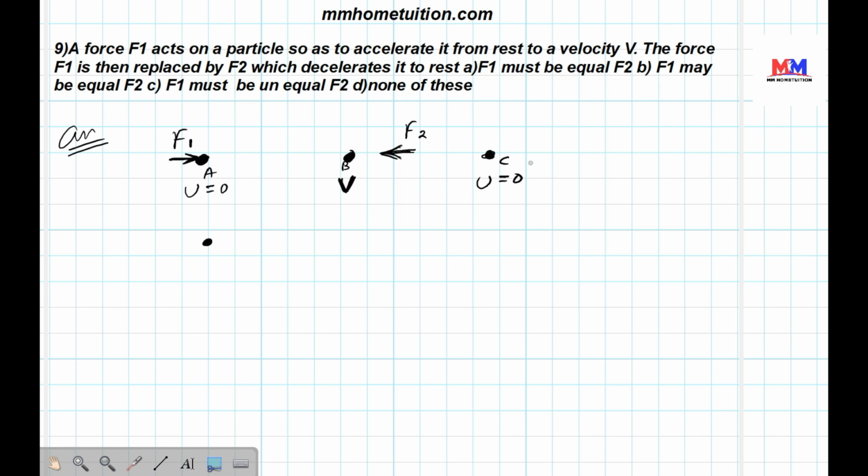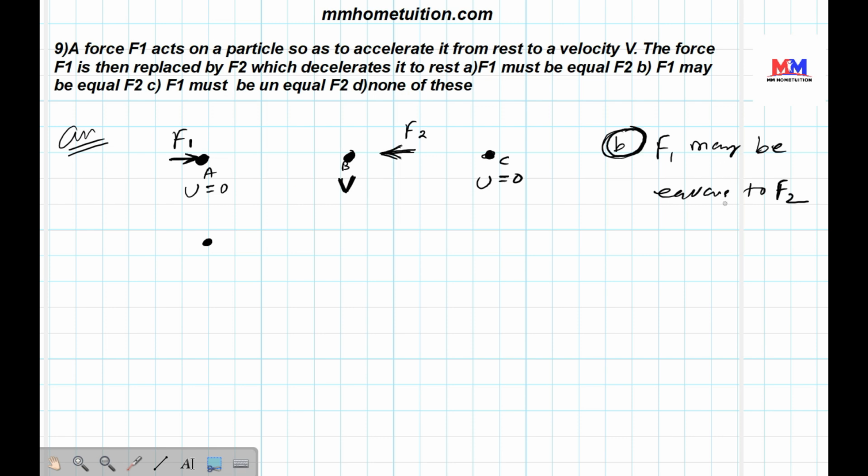F1 may be equal to F2. So this is the condition. F1 may be equal to F2.